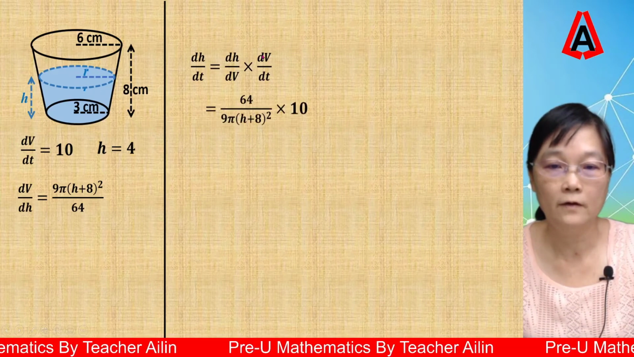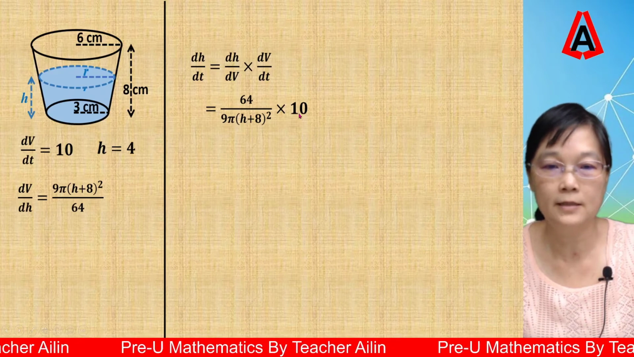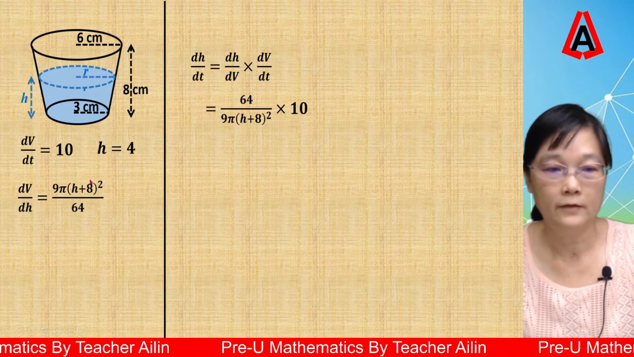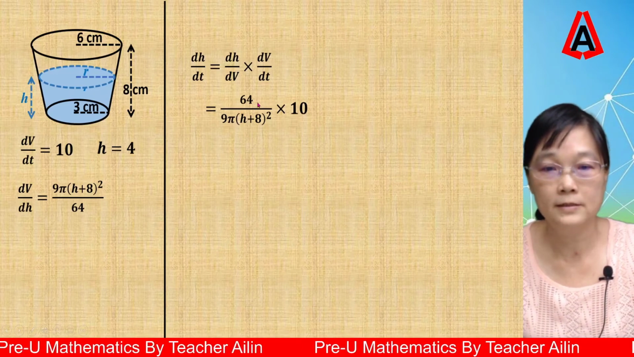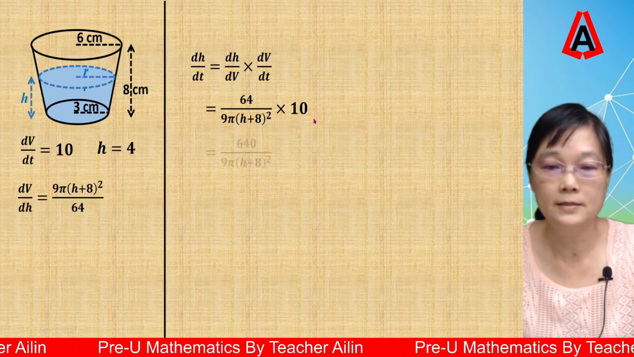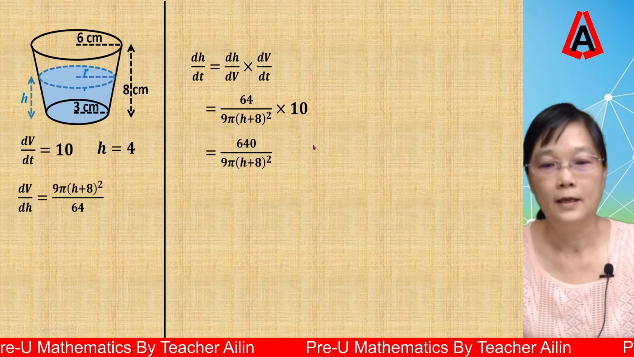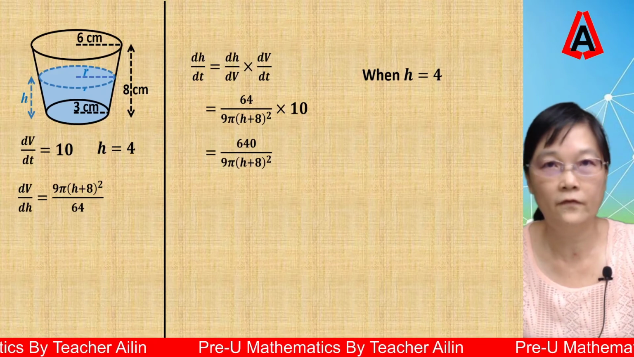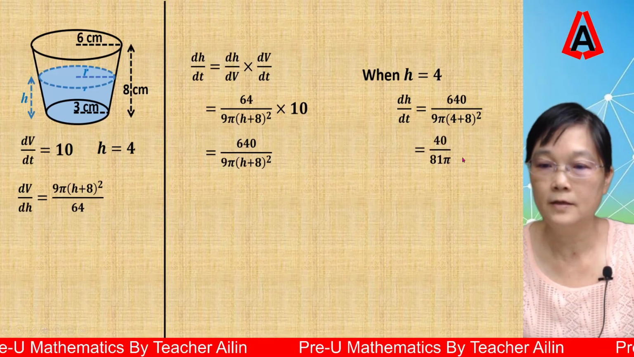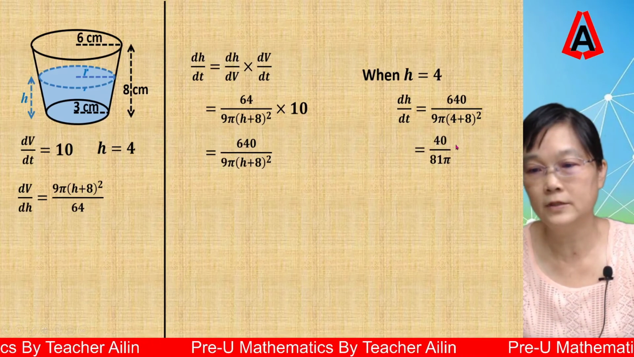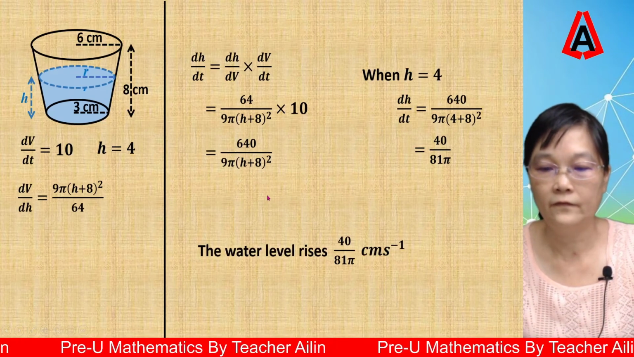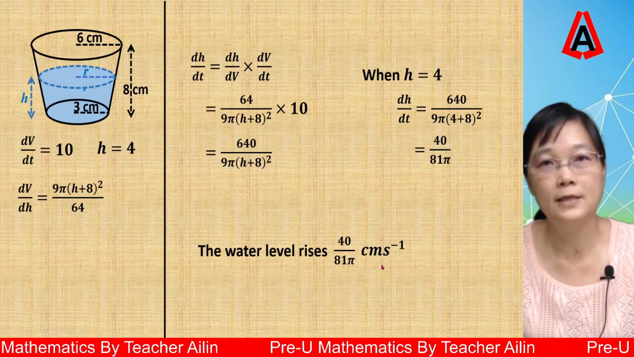For the value of dV/dt, it is given, it is 10. For dh/dV, we can get it from dV/dh and make it upside down. So we get 64 over 9 pi times (h plus 8) squared, times 10. When we simplify, we will get this one. When h is equal to 4, we substitute h with 4, and when we simplify, we get dh/dt is 40 over 81 pi. Therefore, the water level rises at 40 over 81 pi cm per second.